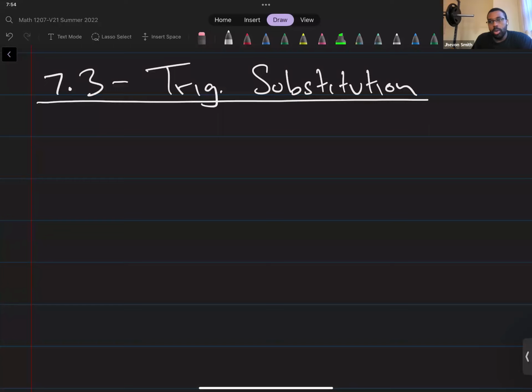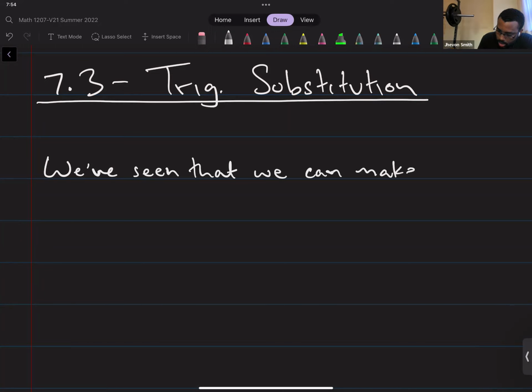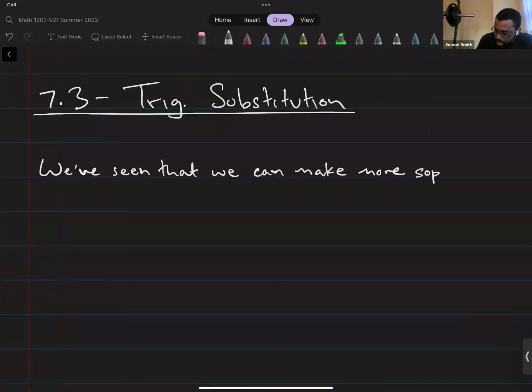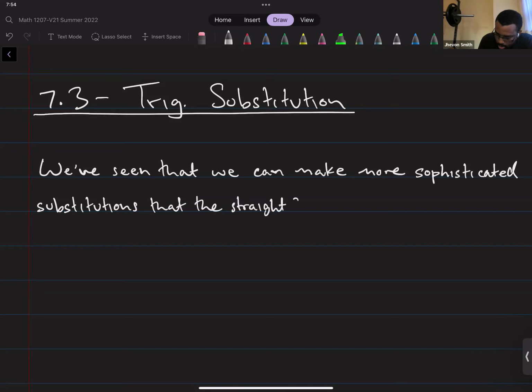So to motivate it, maybe lead with some examples. We've seen that we can make some more sophisticated substitutions than the straightforward one students like to refer to as u substitution, which is actually a bad name, but we'll just run with it so you have an idea of what I'm talking about.